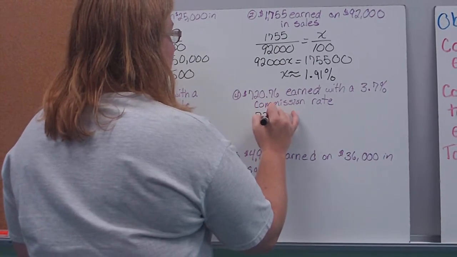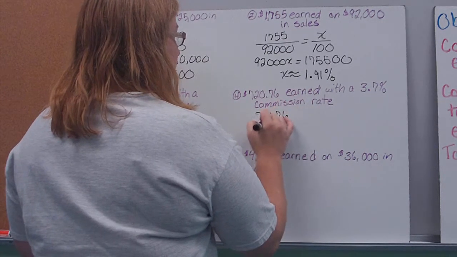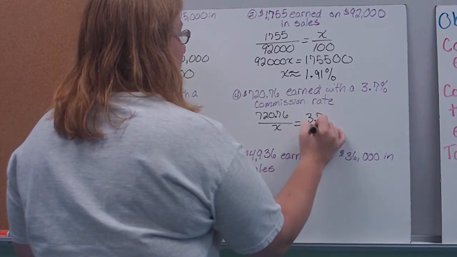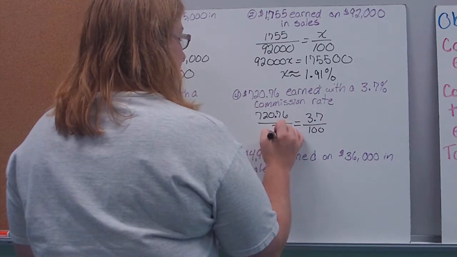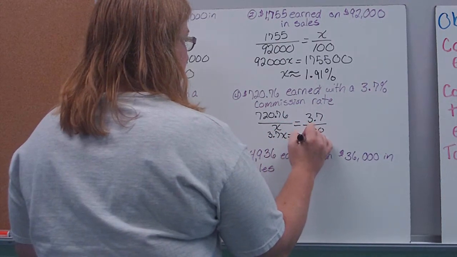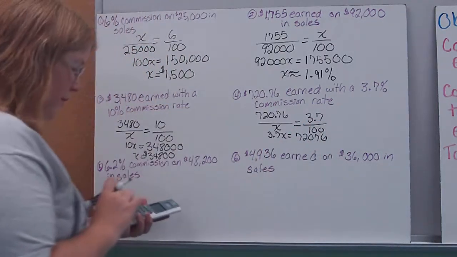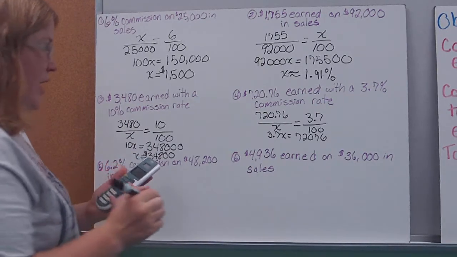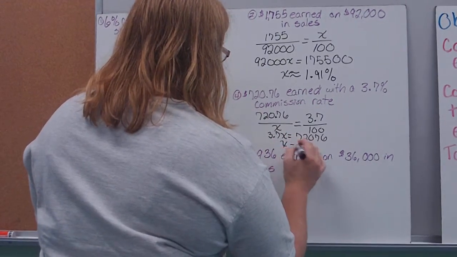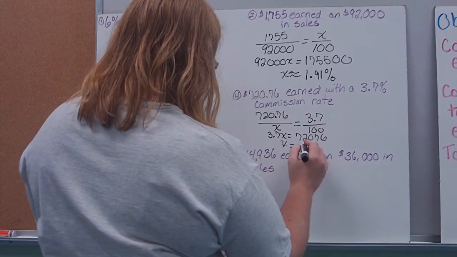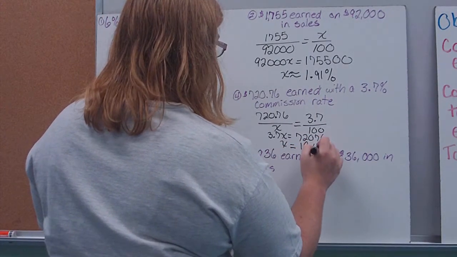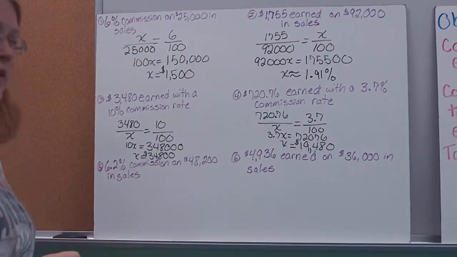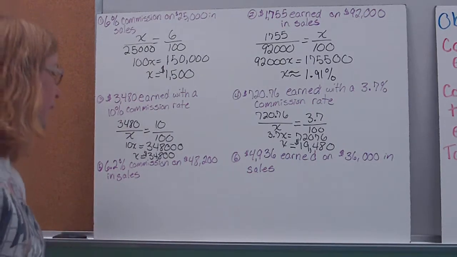So here, again, they've told me what I've earned. They don't tell me how much I made, but they're telling me that I have a 3.7 commission rate. This one you're going to see me go back to the calculator, because that division I cannot do in my head. And when we solve, we find out here that the total sales were then $19,480. All right? So that just goes back to the way we've been solving them here.